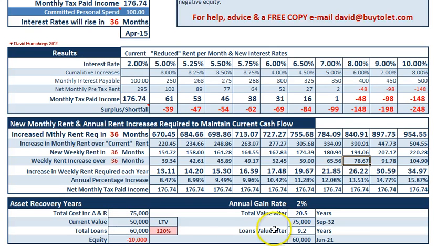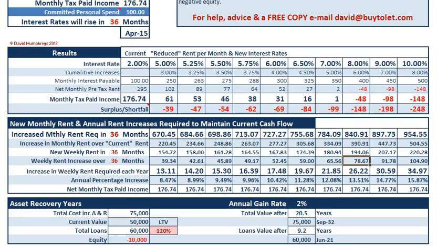And in this example, it takes 20.5 years for £50,000 to increase in value to £75,000, and it takes 9.2 years for £50,000 to increase to £60,000. And in both cases, I've given you the actual month and year when this equality or equalizing will take place.